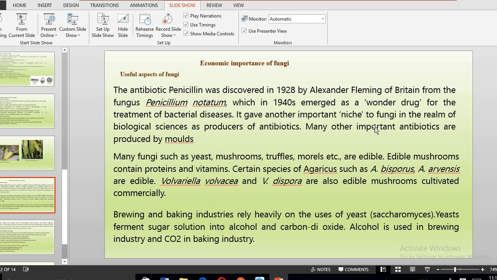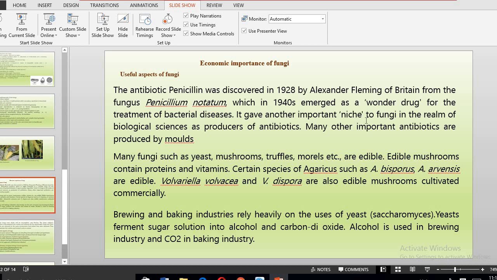The economic importance of fungi. Fungi can either be useful or harmful to humans. Now, in the field of medicine, there's an antibiotic which was discovered and is called penicillin. Penicillin was obtained from a fungus called Penicillium notatum, and this became a wonder drug in the 1940s for the treatment of bacterial diseases. It gave fungi a niche in the science of the discovery of antibiotics, and today several important antibiotics are produced by molds.